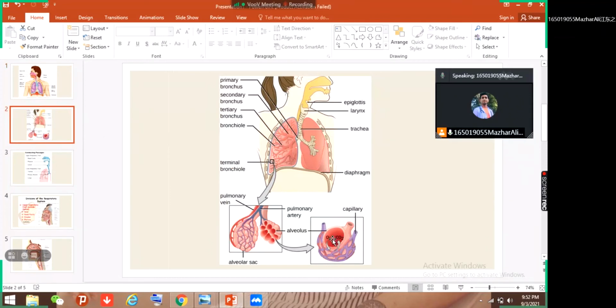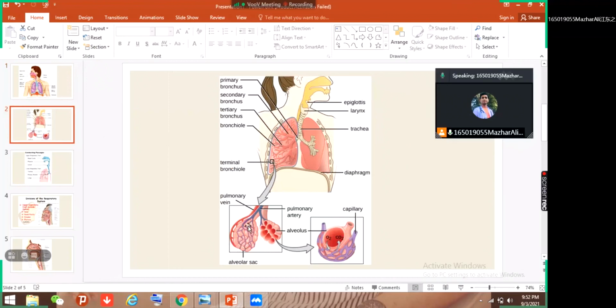In the alveoli, oxygen pressure is high, so it diffuses from the alveoli into the capillary. In the capillary, carbon dioxide pressure is high, so the carbon dioxide from the capillary enters into the alveoli. So this is how gas exchange takes place.